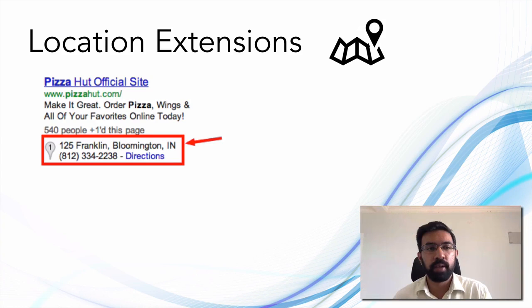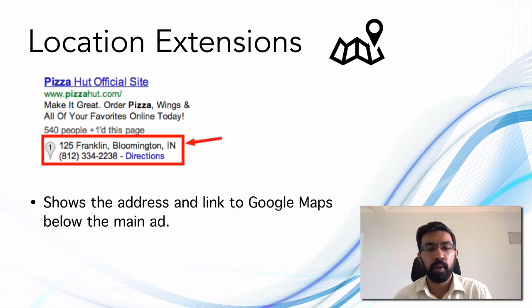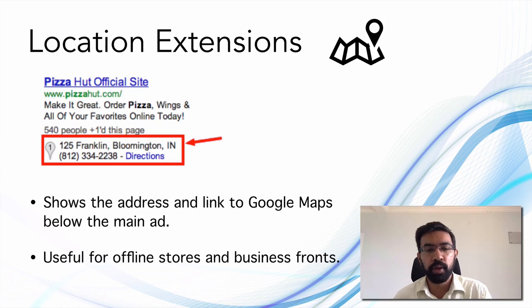The next type of ad extension is location extension. Location extensions are good if you have a physical storefront. Here you can see someone is searching for pizza and the Pizza Hut official site is showing up. Automatically, based on their location, the nearest Pizza Hut store is also shown. For this, you have to link to Google Maps, and this shows the address and the Google Maps link below the main ad. So it is useful for offline stores and business fronts.